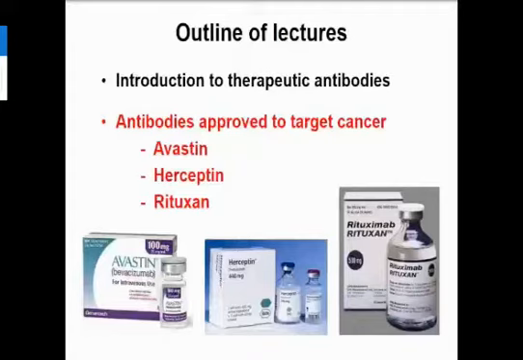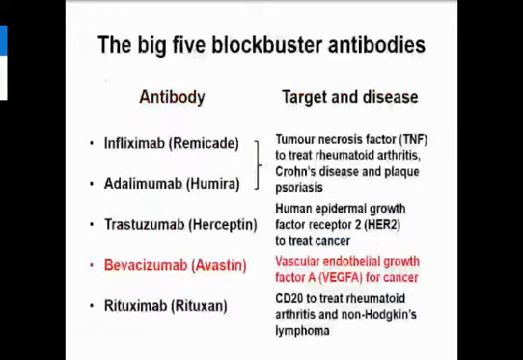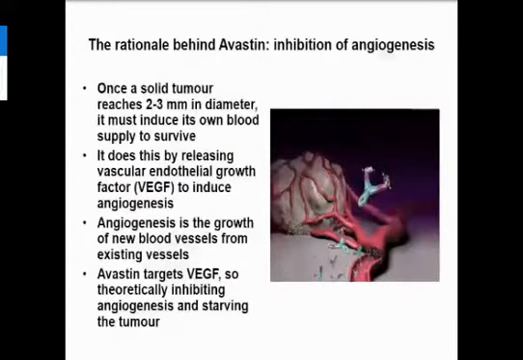Okay, so now I'll go on to the second part then, and I'll go through each of these success stories, these blockbuster antibodies: Avastin, Herceptin, and Rituxan. Okay, yes, so here's our Avastin first. This is a target for many solid tumours, and the antibody targets vascular endothelial growth factor A. So I'll go through that now, how that was developed and how it works. So here's the rationale behind Avastin.